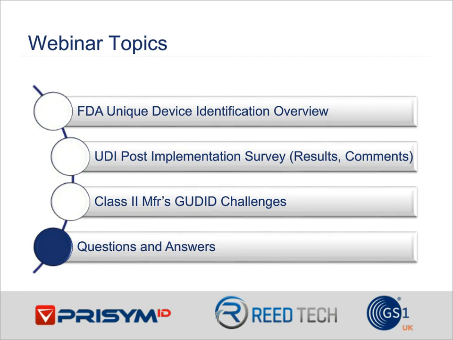Okay. The next question that we've had in is, is it necessary to install a vision type inspection system on our printers to meet the UDI compliance requirements? So I'll take that one. The answer is no. It's not a requirement.